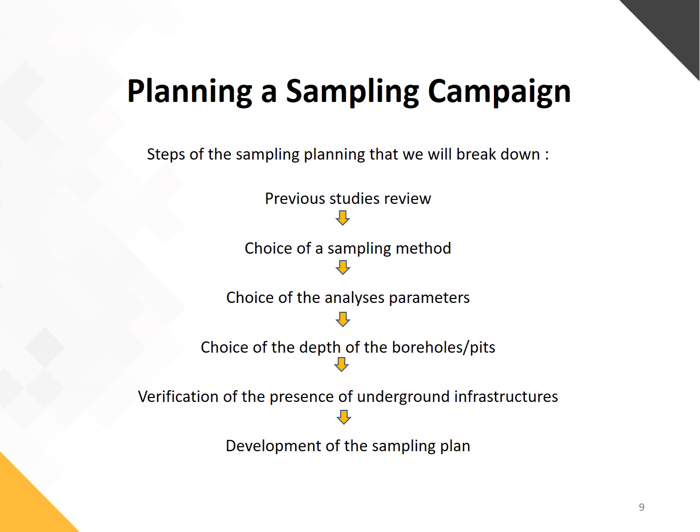Before you go on site, you need to plan your sampling campaign. So there are different steps that you need to think about that we'll break down in the following slides. So first, you have to check the previous studies. You need to think of a sampling method. You will also need to choose the different parameters you want to analyze. Then the depth of the boreholes or the different trenches. Eventually, before you go on site, you also need to do a verification of the presence of underground infrastructures. And then you develop the sampling plan.